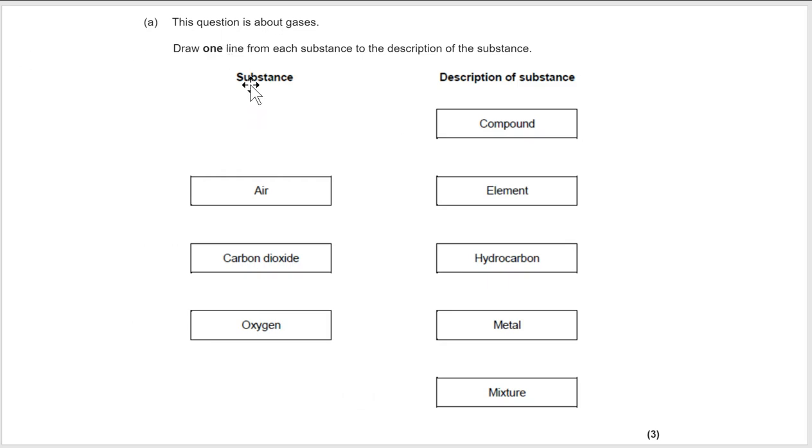We have got questions about gases and we are identifying what type of substance each of them are. So air, we're going through all of these. Air is a mixture. It contains both compounds and elements. It contains atoms and molecules, but they are all mixed together. Carbon dioxide, water vapour, argon, nitrogen, oxygen, mixed together but not chemically combined.